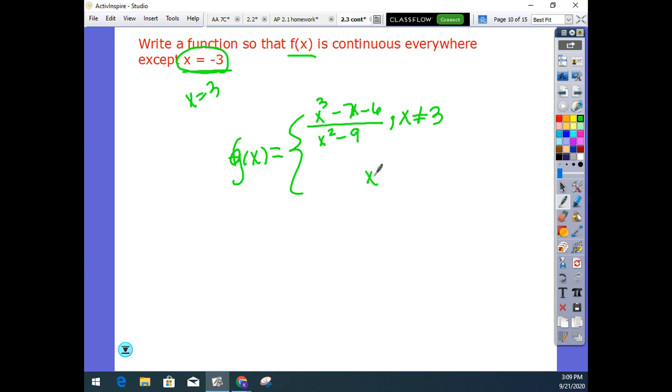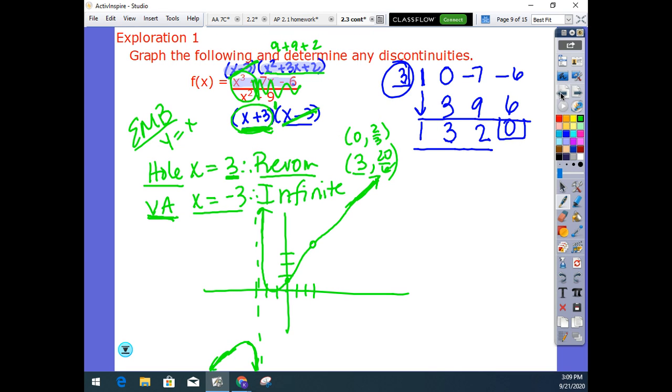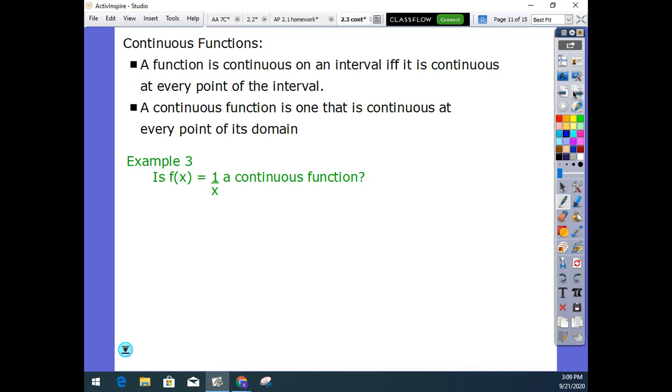Then, when x equals 3, I'm going to fill in the hole with the y value that we found when we plugged 3 in. What this does, if I assign that to the function, is fill in that hole so it's now continuous. When you fill in a removable discontinuity, it takes away the discontinuity. All right.